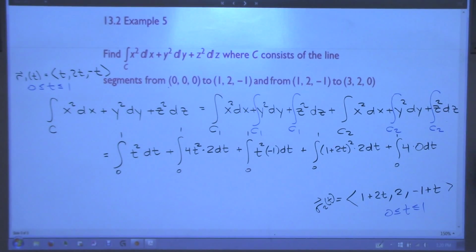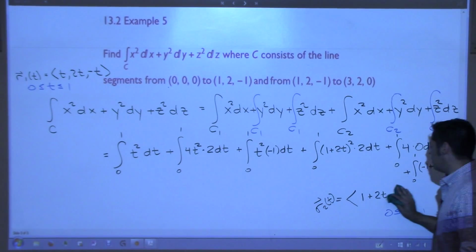And then z squared dz, I'm going to have to push this right in here, integral 0 to 1, negative 1 plus t squared, and then the derivative of this is just 1 dt, so there you go, dt. Any questions on where any of that came from?